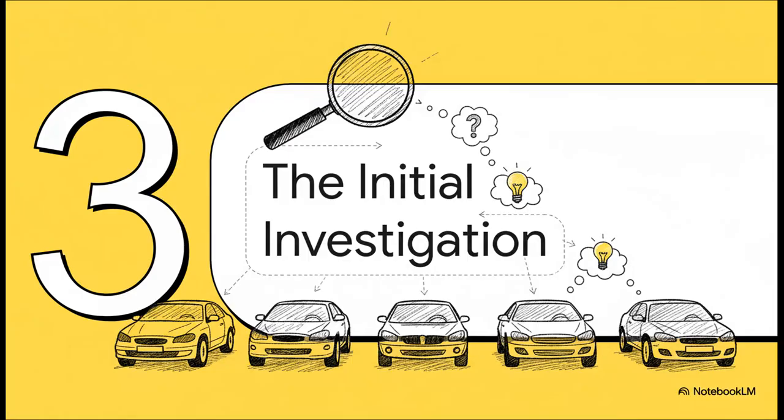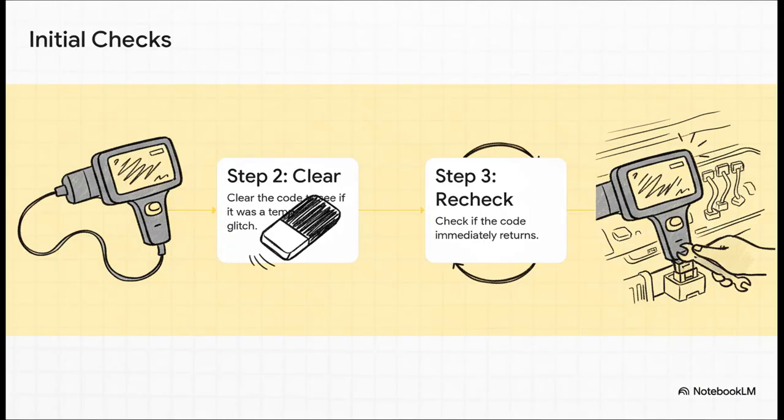Okay, with our suspects all lined up, we can start the first phase of our investigation. We'll start with the simple stuff, right? The basic questions that can sometimes solve the whole case right away. The procedure here is really just common sense. First, you confirm the code is actually there. Then you try clearing it. Maybe it was just a temporary hiccup, a one-time glitch. If the code pops right back up, you move on to a physical inspection.